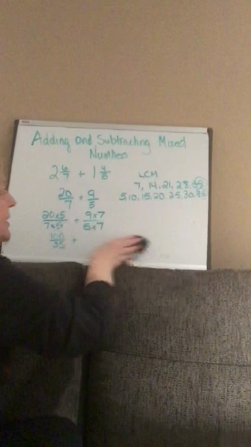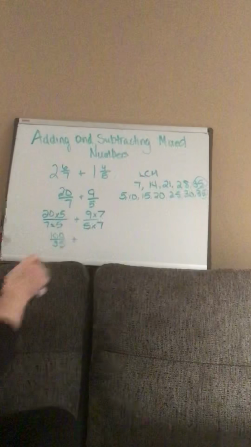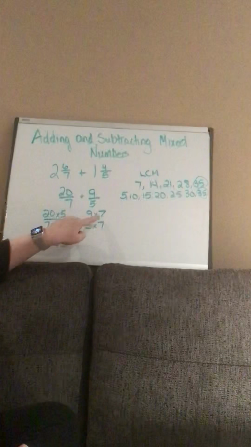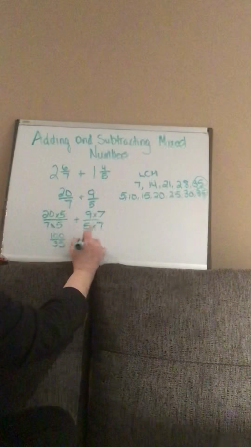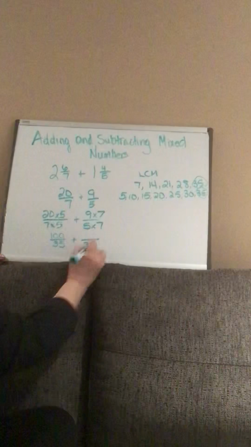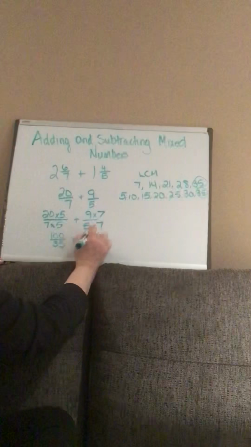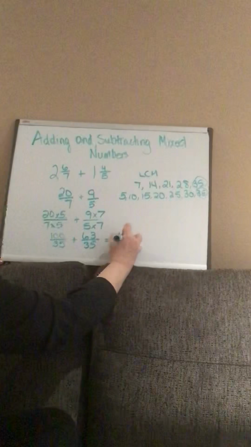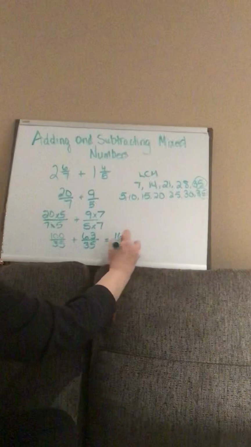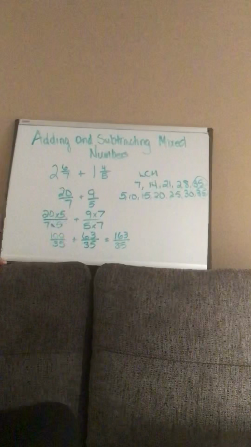So I hope everybody sees the mistake I made here. I had made the mistake of putting a 5 at the top instead of 7. So 7 times 5 is 35. 9 times 7 is 63, which leaves me 163 over 35.